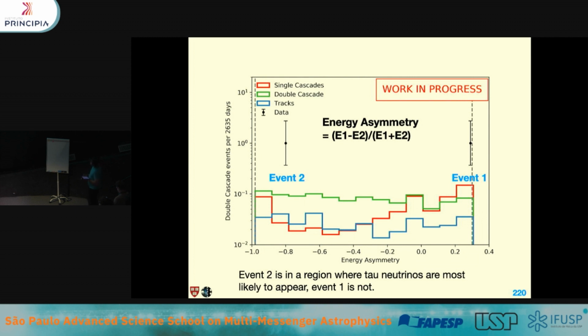And you can see that our two events, event number 2 is in a region where the energy asymmetry, so the relative difference between the energy of the showers, actually supports a single cascade hypothesis a little more than a double cascade hypothesis. However, the energy difference in the second event here actually supports more a double cascade hypothesis than a single cascade hypothesis. So it's not only that you want two separated energy losses, you want them to have the right proportions of energies for it to be compatible with a tau to claim these are double cascades.